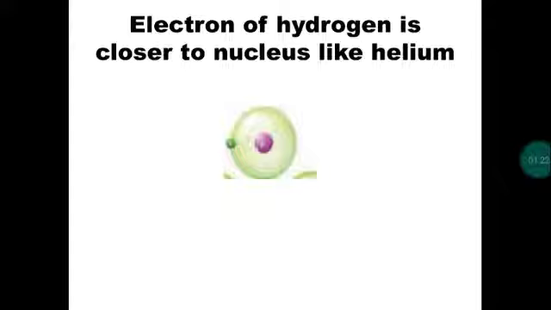So this is like helium. In helium also we have 2 electrons in the first shell. The first shell is closer to the nucleus. Like the electrons closer to the nucleus in the helium atom, here in hydrogen also the electron is closer to the nucleus.